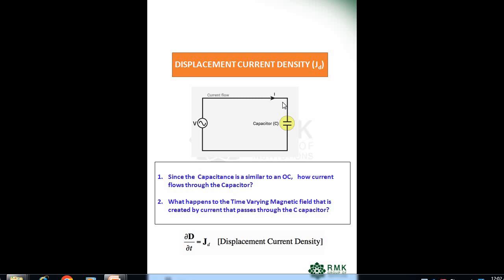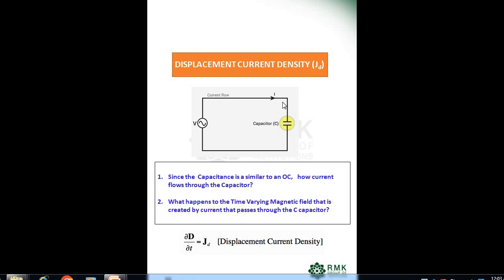Because the capacitor is an arrangement geometrically. It is designed in such a way that two parallel plates are separated by a dielectric or air. So how come there is conduction current? How can there be current conduction? So that is the question here. But if you connect, the capacitor is there. If there is still current flow in the circuit, the ammeter shows a reading. So what is the reason for that?